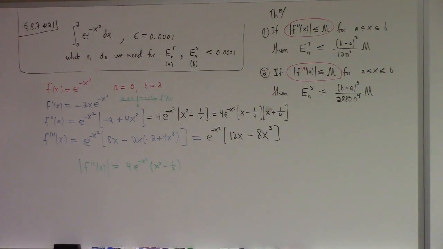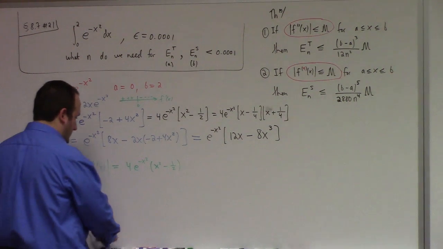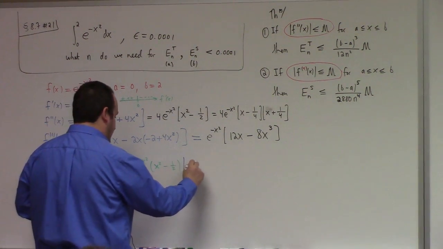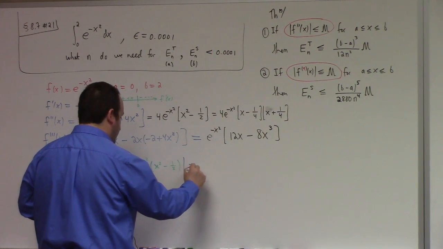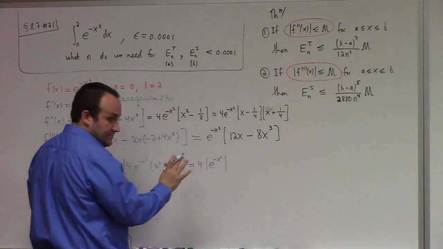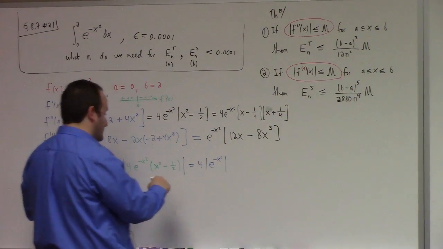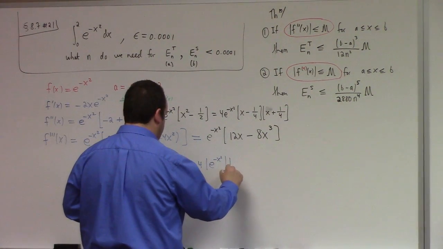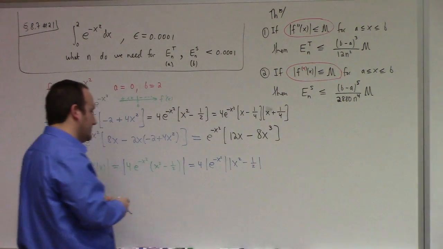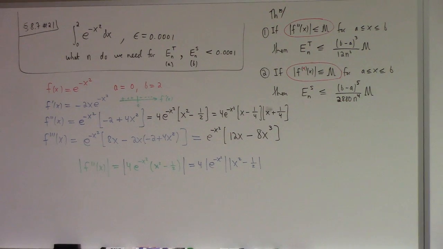So if I want to bound the absolute value of that, I'm trying to make this less than or equal to some m. So first of all, this is equal to 4 times the absolute value of e to the minus x squared, to start with, and then the absolute value of x squared minus 1/2. There are various ways to think about this, but I'm showing you a way.